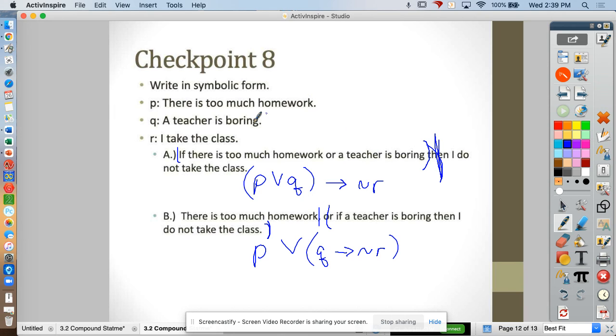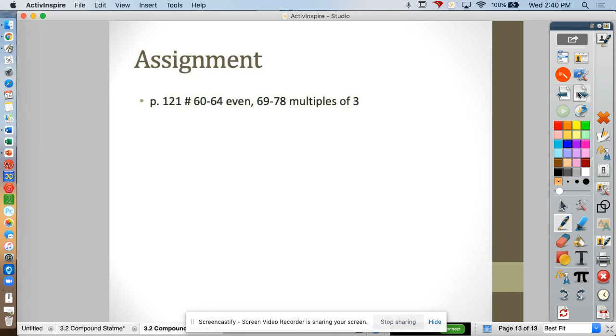All right. So this section was just adding on to that other one, but you have to figure out where the parentheses go. So you're going to practice these on page 121, number 60 through 64 evens. So it's just a few of them. And then 69 through 78 multiples of 3. But you do have to write some sentences. So this one may take you a little bit of time to figure out where the comma goes and where parentheses would go when you're writing the symbols.